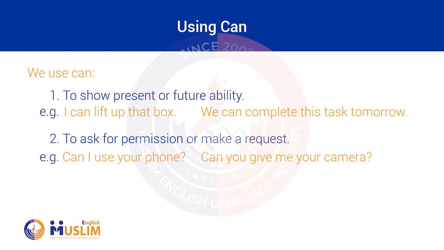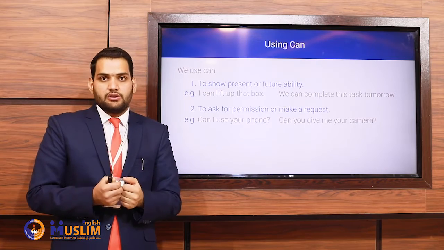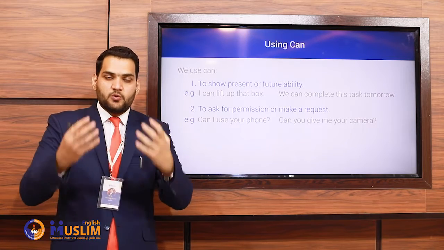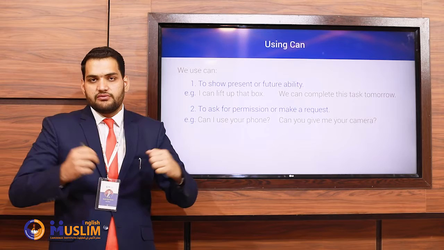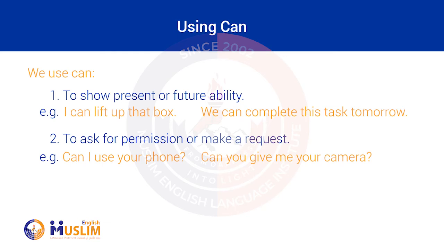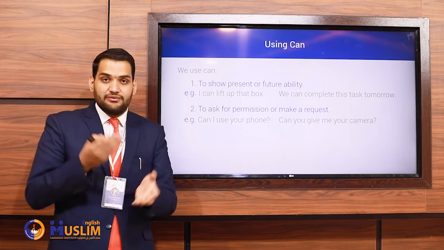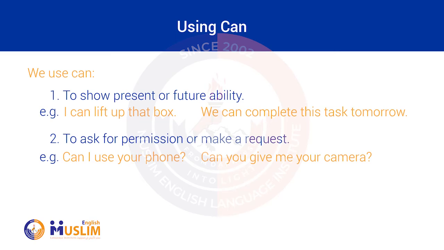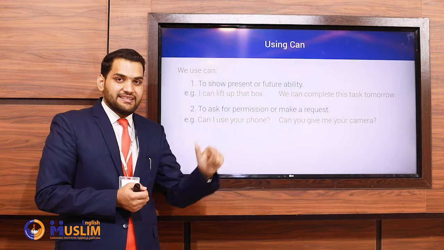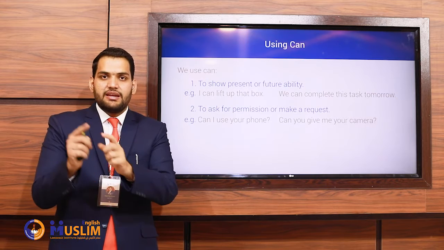Usage number two, to ask for permission or make a request. If you want to ask for permission of a person, or if you want to make a request, you can use the modal verb can at the beginning of the sentence. Like, can I use your phone? It's a permission. Can you give me your camera? This is a request. You're requesting that person to give you his camera.